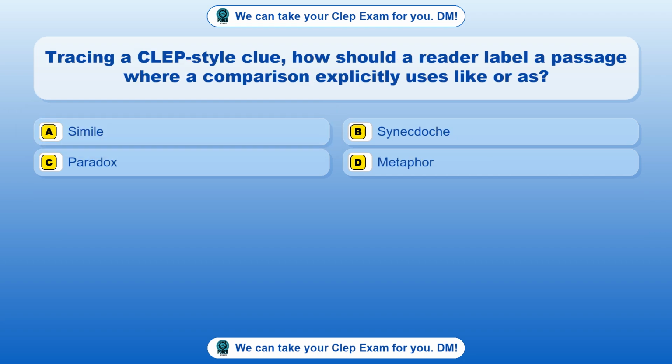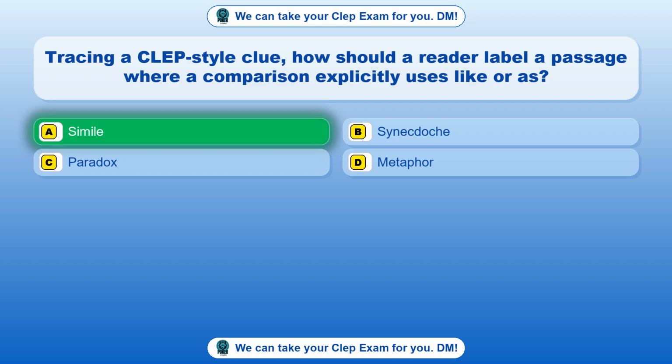Question 75. Tracing a CLEP-style clue, how should a reader label a passage where a comparison explicitly uses like or as? Option A, simile. Option B, synecdoche. Option C, paradox. Option D, metaphor. The correct answer is option A, simile.